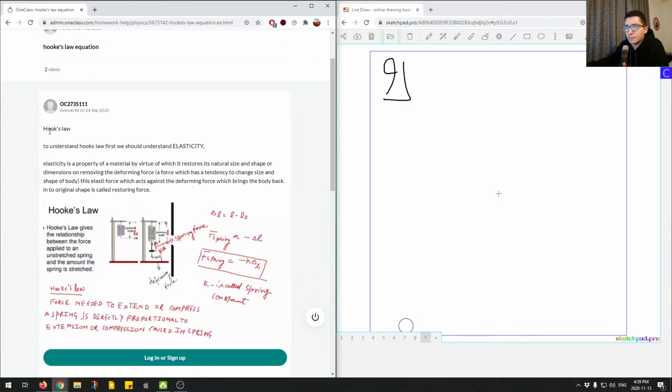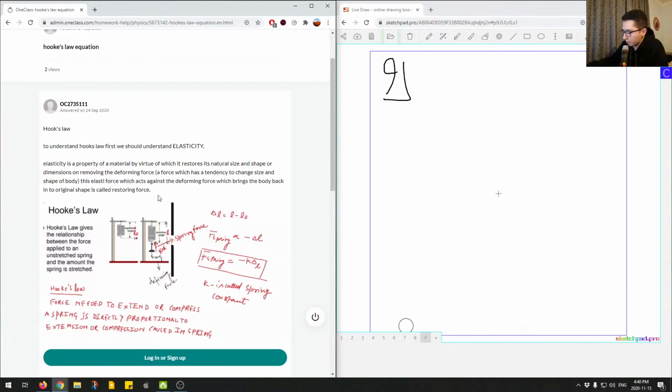So here, to understand Hooke's law, first we should understand elasticity. Elasticity is a property of material by virtue of which it restores its natural size. So this is the key here. The material restores its natural size and shape or dimension on removing the deforming force. So a deforming force is a force which has a tendency to change size and shape of the body.